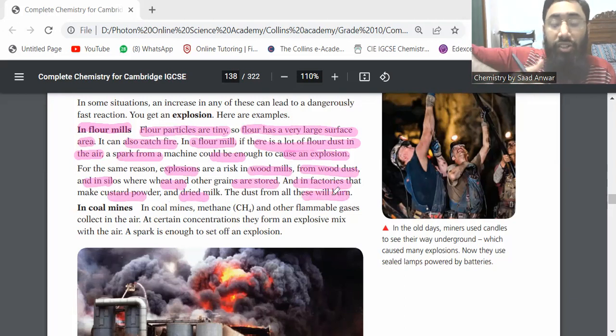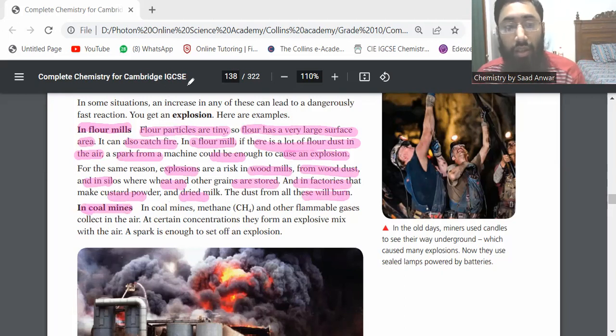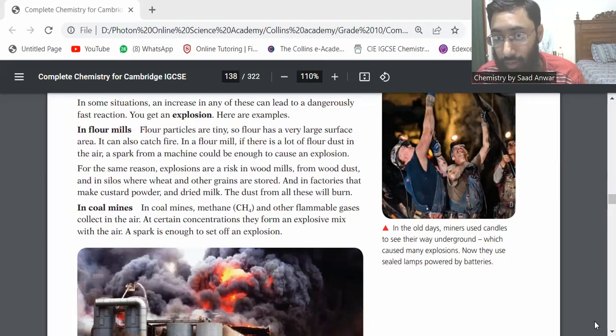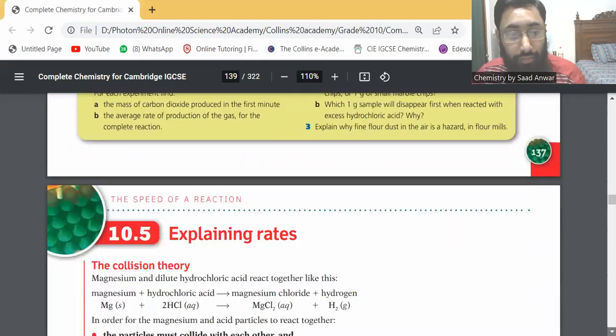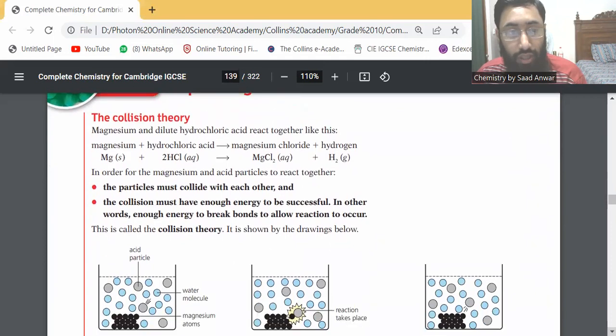The reaction can be an explosive reaction. In coal mines, very famous, because in coal mines explosions are very famous. Okay, oh, very dangerous. So the next is collision theory, and I will explain this collision theory in the next video.